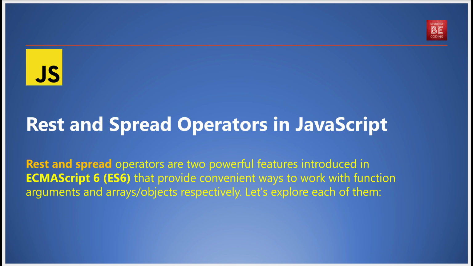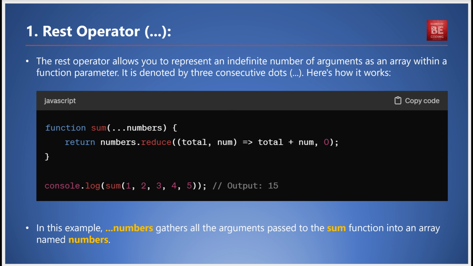Ever wondered how to handle an indefinite number of arguments in a function, or how to merge arrays and objects in JavaScript? The answer lies in two powerful features introduced in ECMAScript 6, also known as ES6: the rest and spread operators. First up, the rest operator. This handy tool allows you to represent an indefinite number of arguments as an array within a function parameter. It's symbolized by three consecutive dots.